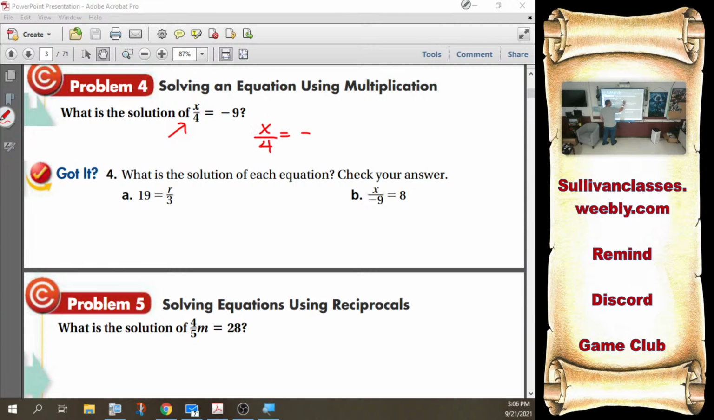Maybe it's more familiar if I write it like this and then say take this times 4 over 1. Take this times 4 over 1. Because the 4's will cancel, now I just have x. Okay?